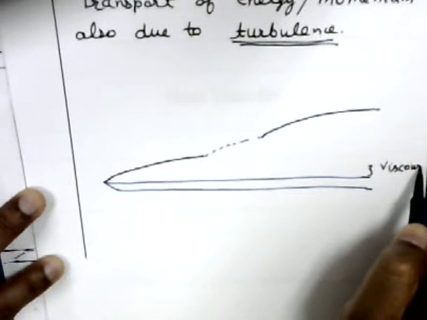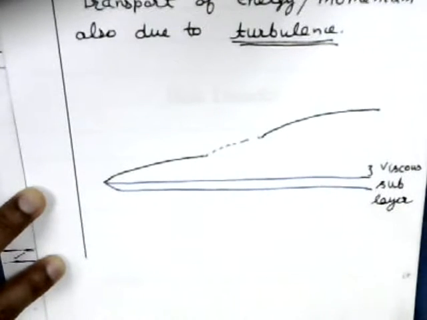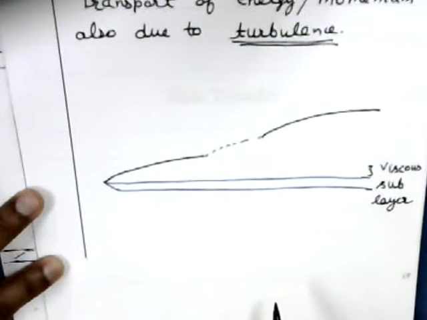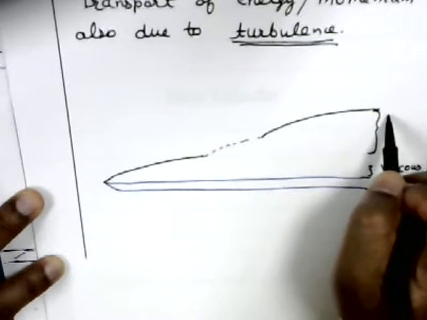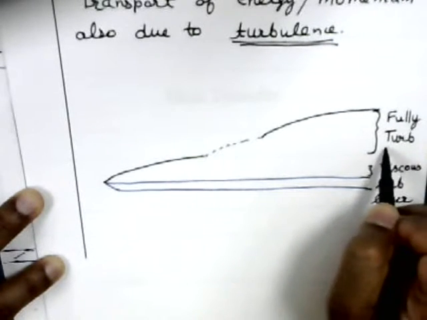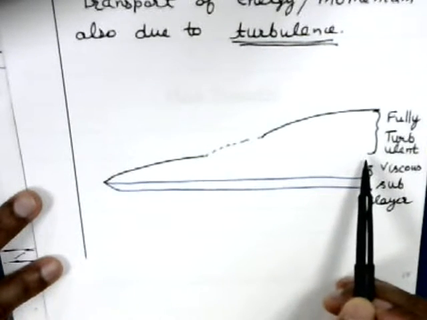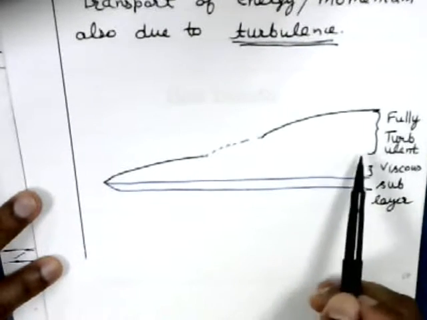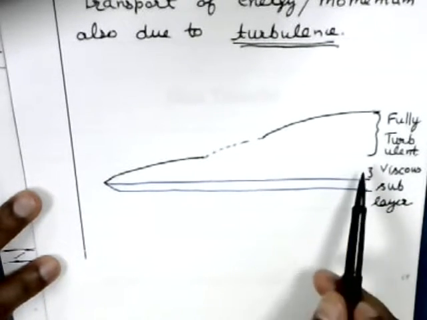I already told you about this, viscous sublayer, in which turbulence does not act. So what you have is just molecular transport. And then there is a region here which is fully turbulent, and in this region the role of molecular transport is much smaller than the turbulent transport, because turbulence is mixing things up at a much faster rate than what is possible by molecular transport.